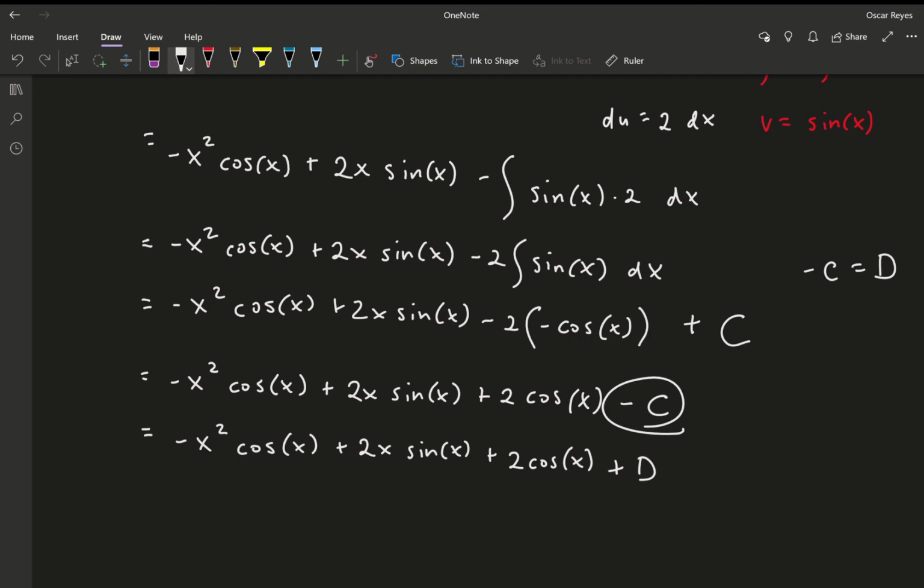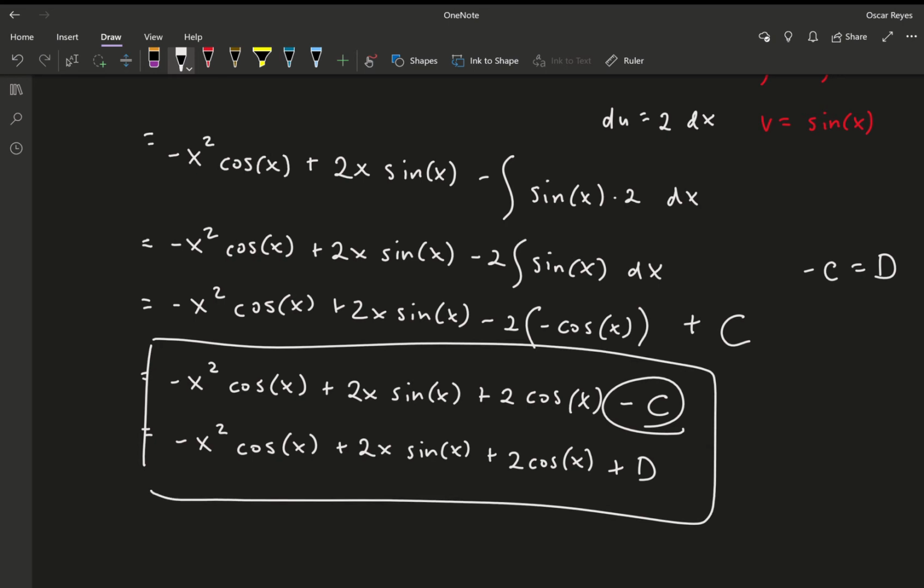So sometimes you just end up writing it plus c all the time. It just depends on how your instructor likes to do it. You could leave it as negative c. Like I said, it doesn't really matter. But basically, these two are your solutions for that integral. So those are the three problems that you can kind of face.